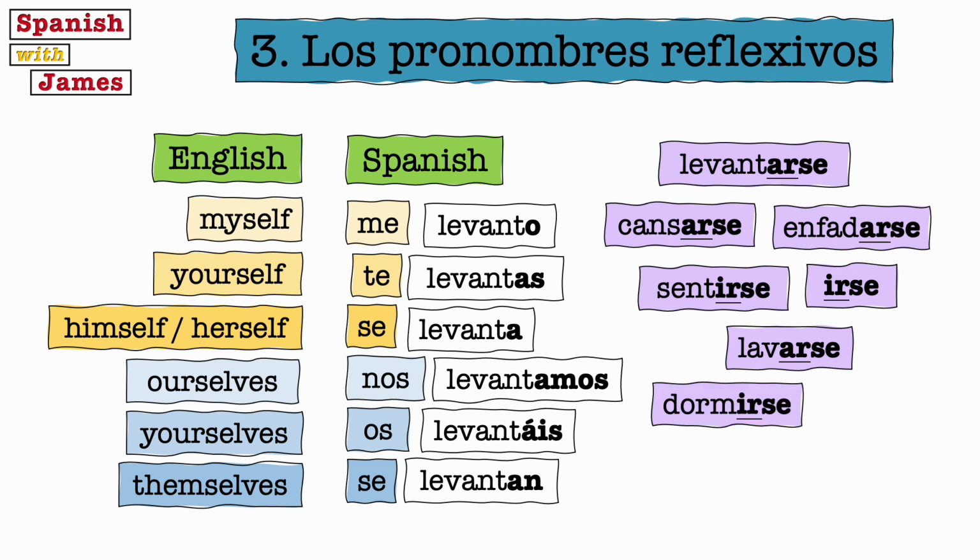Dormir, to sleep, also has dormirse, to fall asleep. Duermo 8 horas, I sleep 8 hours. Me duermo muy rápidamente, I fall asleep very quickly. Quedar is to meet up with someone, to set a date to meet up. ¿A qué horas quedamos? What time are we meeting?